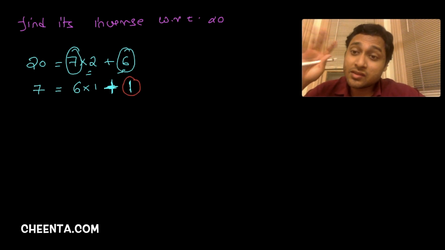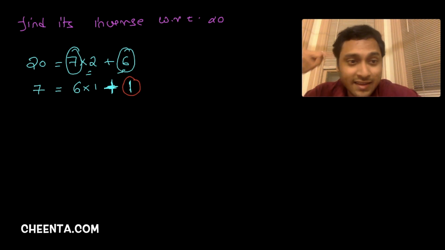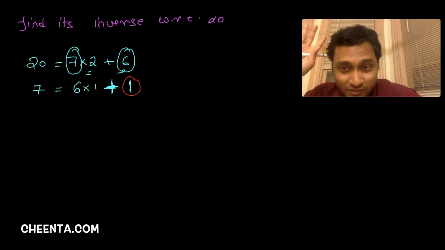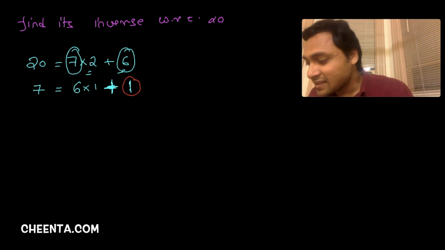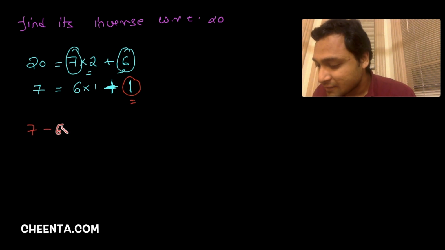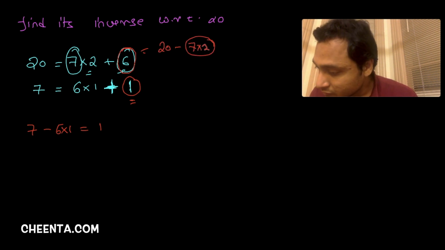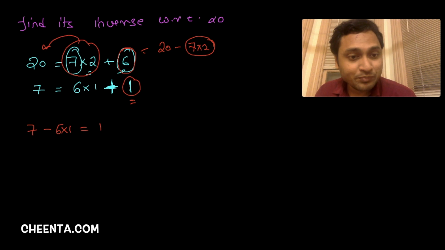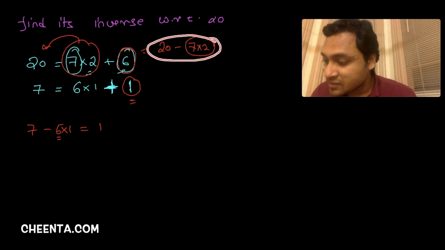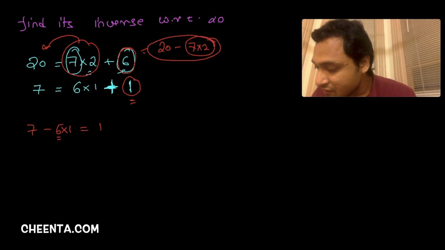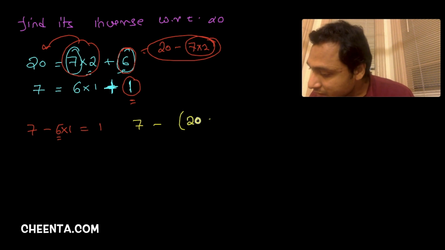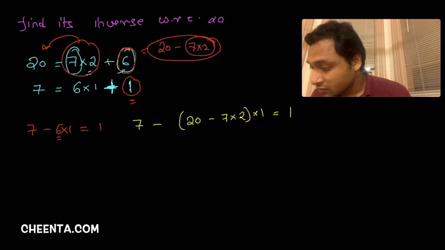Well, my claim is if the GCD is 1, then we will always reach 1 at the end of this process. It requires a proof. But for the moment, let's accept that. And let's isolate this 1. This is 7 minus 6 times 1 equals 1. And now you can replace this 6 by 20 minus 7 times 2, because you can take this 7 times 2 to the left-hand side. So I'll have 7 minus (20 minus 7 times 2) times 1 is equal to 1.